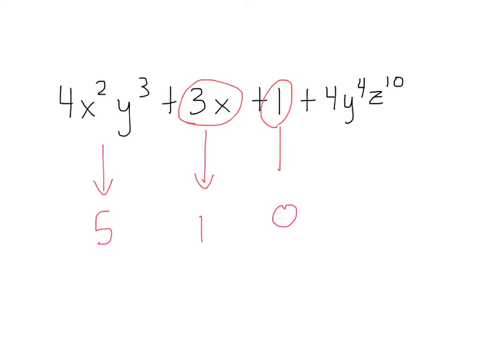What's the degree of this one? 0. And see, each of these monomials is separated by a plus sign, or it can be separated by a minus sign, right? What's the degree of this one? 14, right? You take the 4 plus the 10 and you get 14. And now you say, which of those is the highest? 14. The 14 is. So the degree of the entire polynomial is 14.